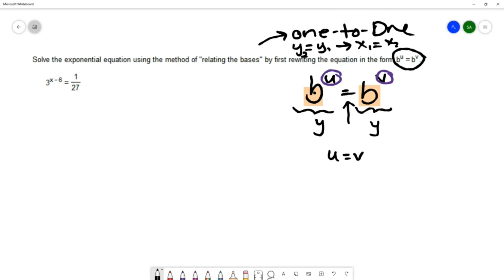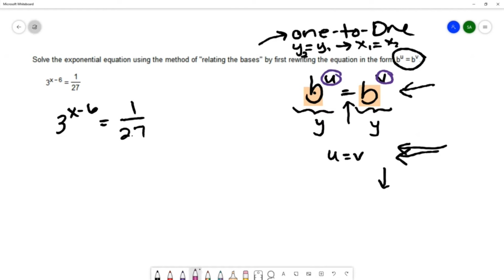So that's what we're going to use in this equation. What's nice is that you start off with an exponential equation, and once you apply the property, you've simplified it to another type of equation. Usually it's going to be a linear or quadratic equation from this point on. So our equation is 3 to the x minus 6 equals 1 over 27.